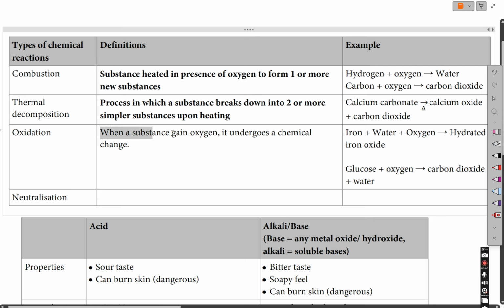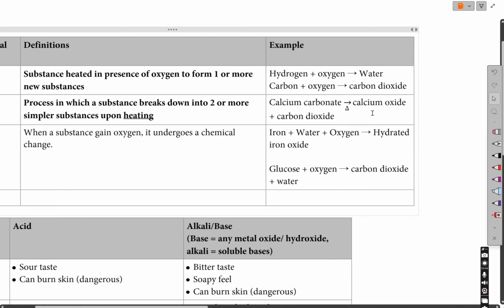But you need to know that oxidation occurs when a substance gains oxygen. Combustion is when a substance is heated in the presence of oxygen, and it will then form one or more new substances. Thermal decomposition is a process in which a substance breaks down into two or more simpler substances upon heating. So the key point here is heating. That's why it is thermal decomposition.